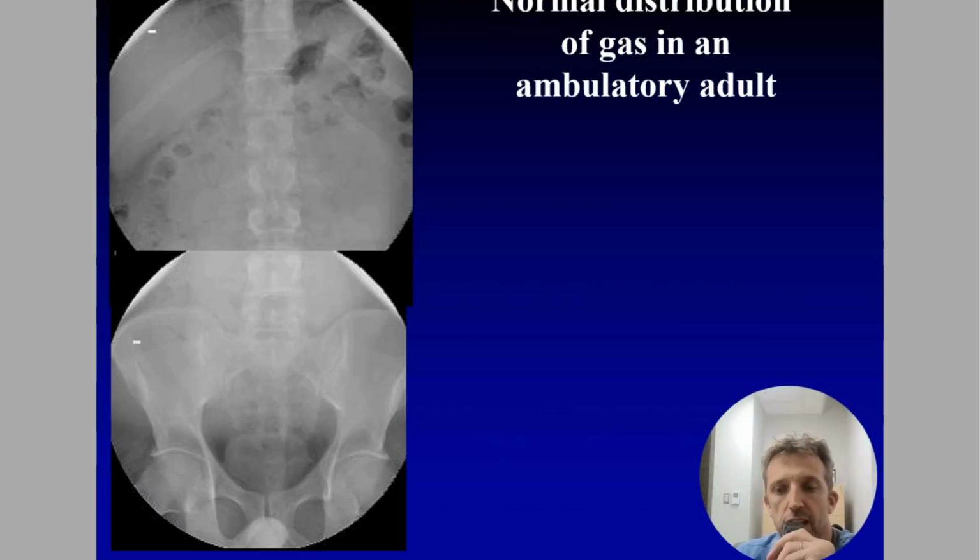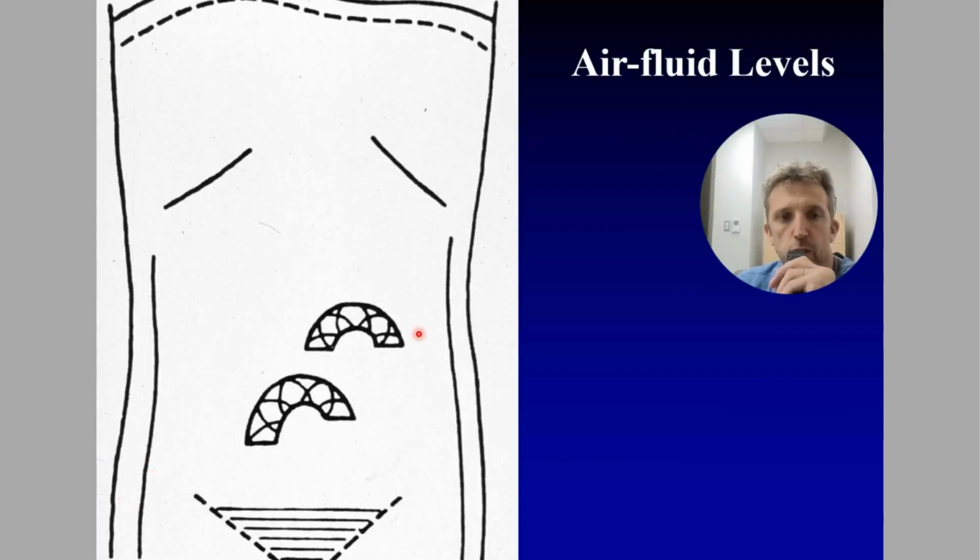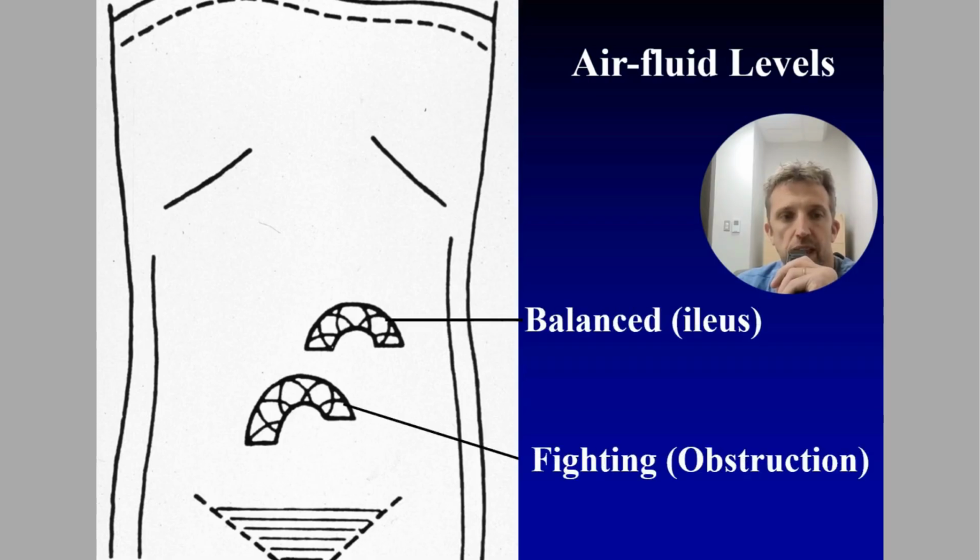We're going to start with a normal supine radiograph, and we'll see air in the stomach, in the transverse colon, and in the sigmoid colon. So, upright or supine, look for air fluid levels. You'll only see those if it's upright. And we'll talk more about this when we do small bowel obstruction tomorrow.